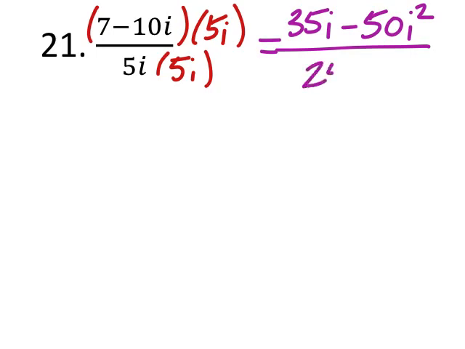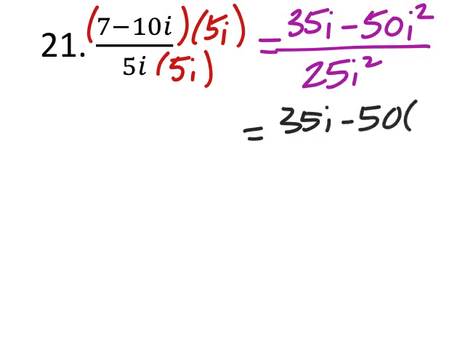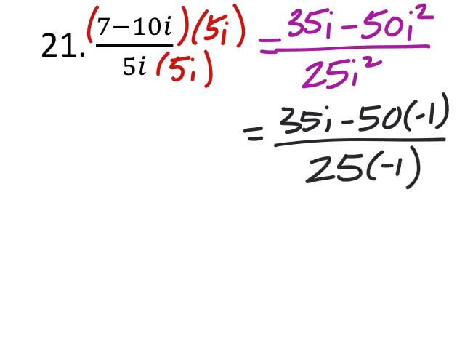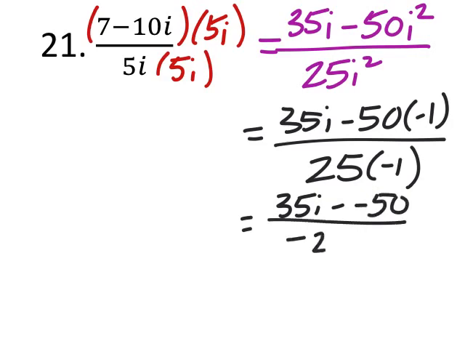Likewise, in the denominator, we'll have 25i squared. And this allows us to break this up. Now, we've got 35i minus 50 times negative 1, but also divided by 25 times negative 1. So what we end up with is 35i minus a negative 50 all over negative 25. But since that's minus a negative 50, we're going to go ahead and add that together. That's going to give us an answer. Well, not quite an answer yet, I apologize.